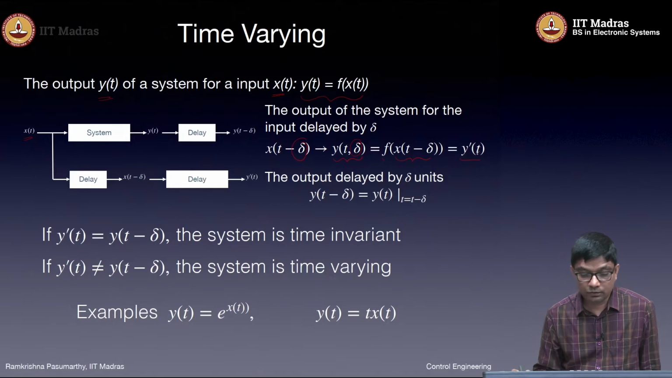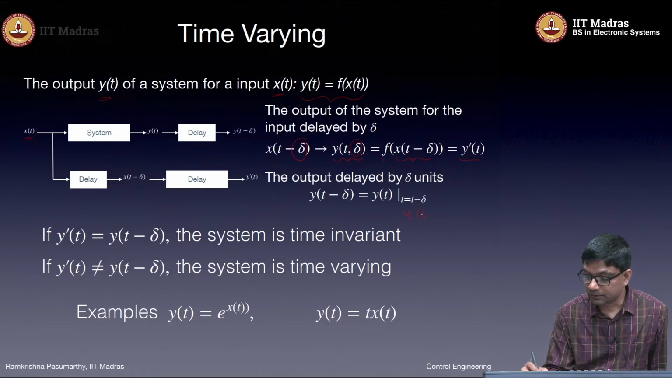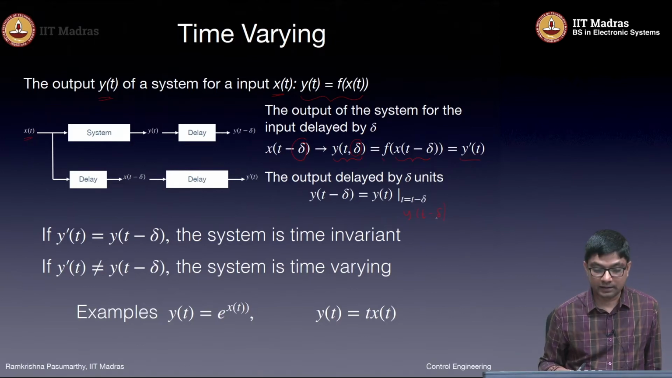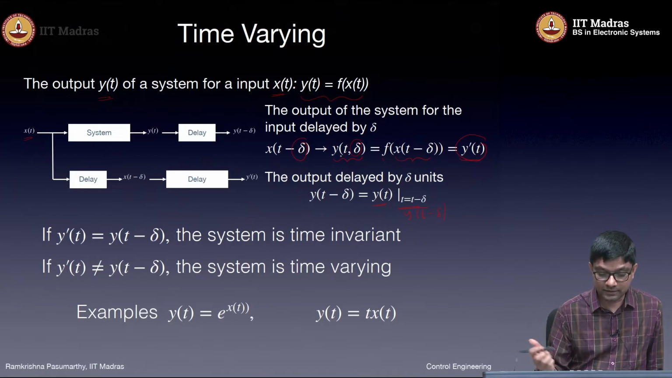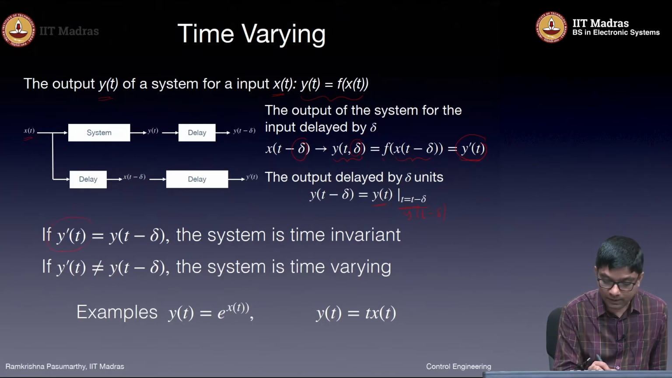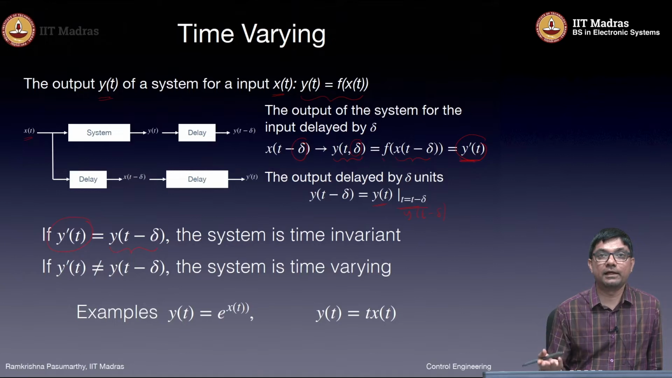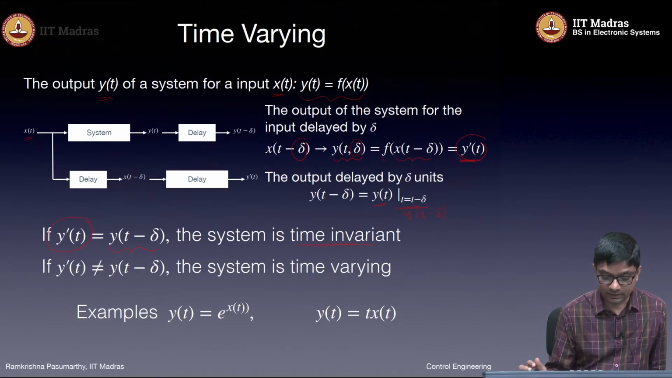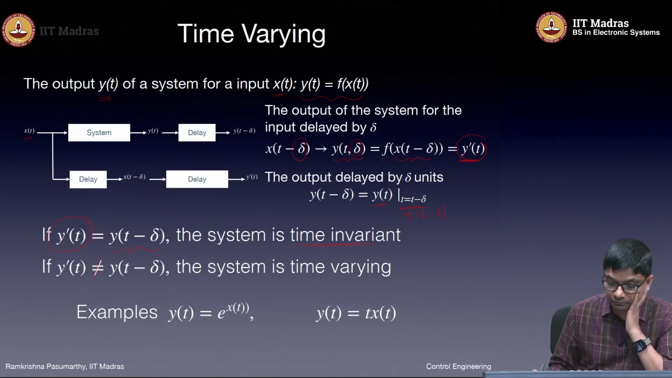Now, suppose I just take the output and delay it by some delta time, and I call this y of t at t equal to t minus delta. Now, I compare the output when the input is delayed and the output when the output by itself is delayed. When the output y prime t with a delayed input is equal to the output by itself delayed by delta seconds, the system is called time invariant, and if it is not, then the system is time varying.